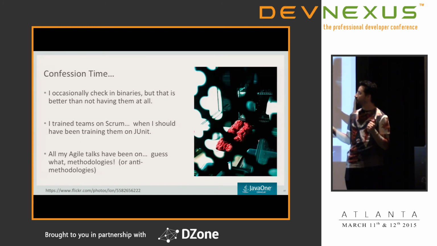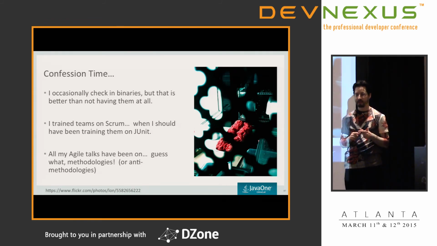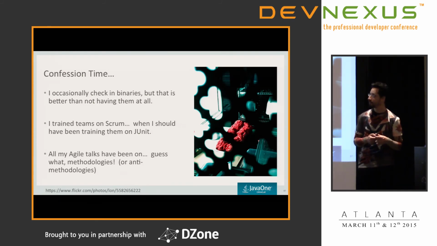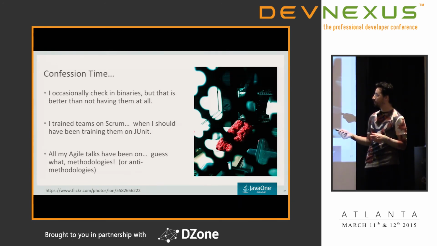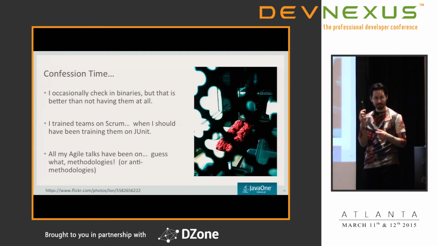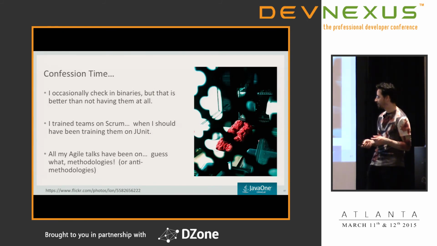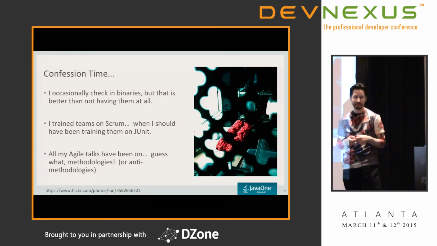Okay, and some of my confessions. I occasionally check in binaries. So I'm guilty of not using a repository manager all the time. But it's better than not having them at all or having them on Johnny's machine only. I trained teams on Scrum, when I later found out, like 3 months in, I should have been training them on JUnit. They were so excited to learn Agile, I didn't stop to think, wait, do you guys actually write unit tests and check your code into version control and do all the basic development practices? I somehow missed that. And all my Agile talks have been on methodologies or anti-methodologies, not on actual tooling.